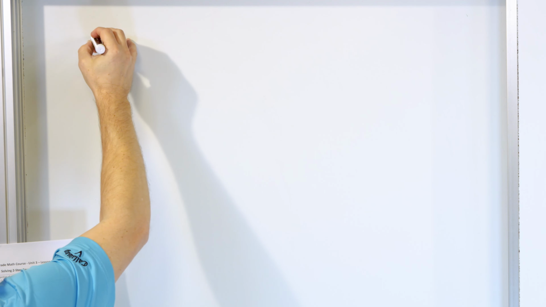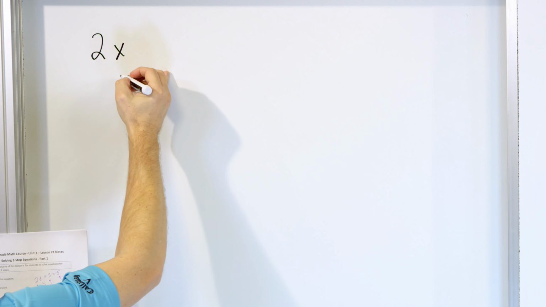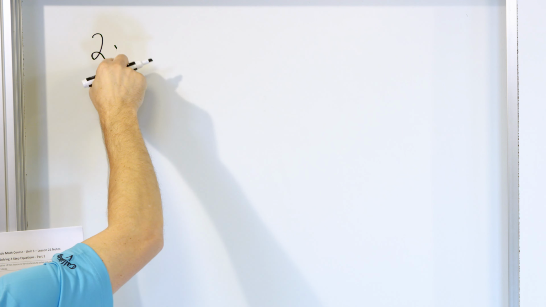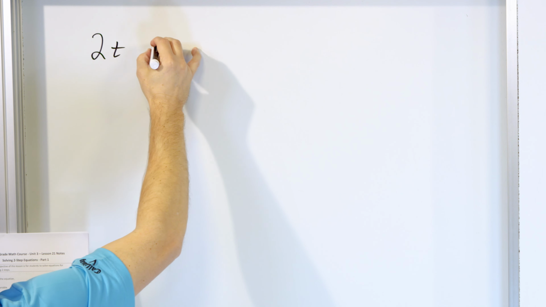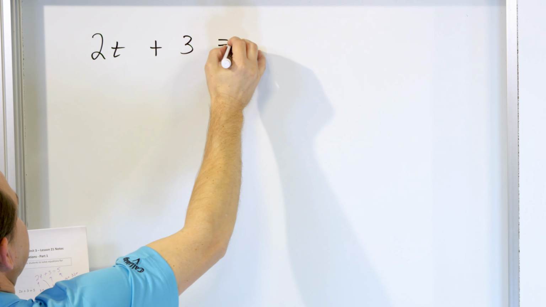So let me just show you what the first equation looks like. It is 2 multiplied by some unknown x. Actually, let's change this instead of x. You'll see why in a second. 2 times some unknown t, and then we're going to add 3, and that's equal to 5.